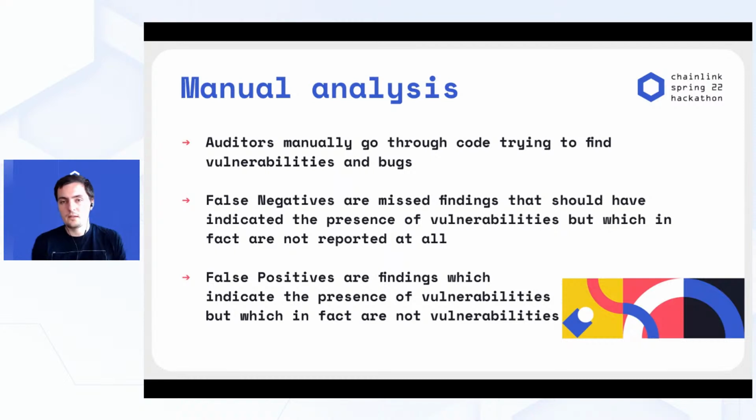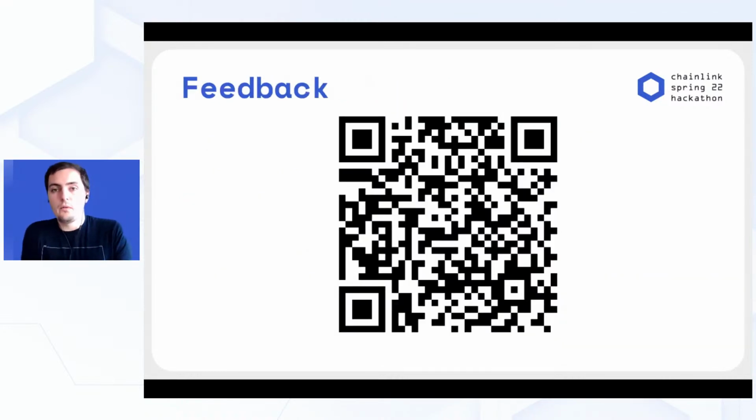And false positives are quite the opposite. They are findings which indicate the presence of vulnerabilities, but which in fact are not vulnerabilities. So your tools reported that there is a vulnerability, but in fact there isn't. So yeah, this is basically it, and this is the end of our workshop.